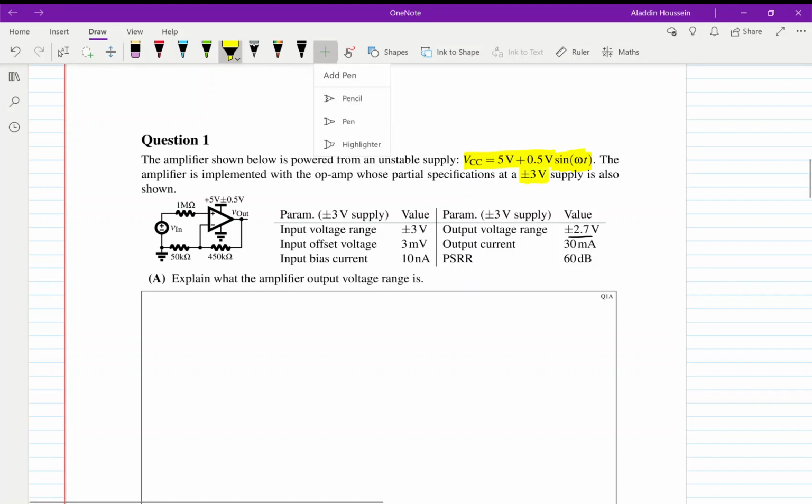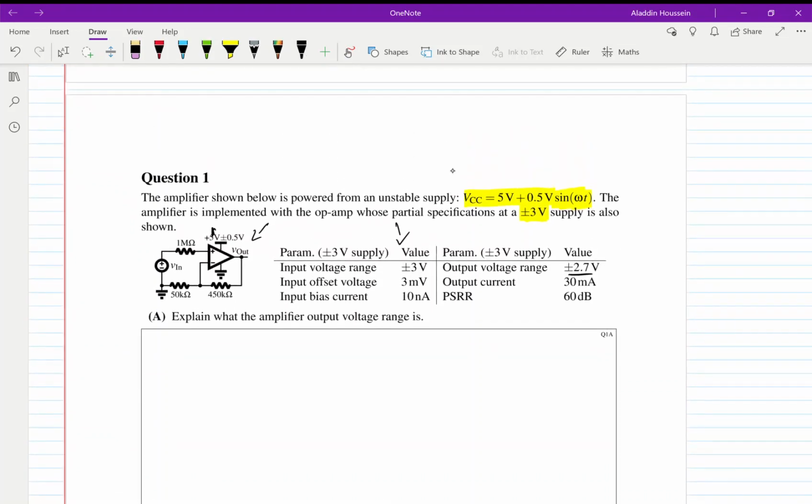supply. So already we noticed that the op-amp we're given and the data we're given don't match up because this is powered with plus minus 3 volts and this is powered with plus 5 volts, right? This doesn't even hit negative values. It zeroes out at ground, right?